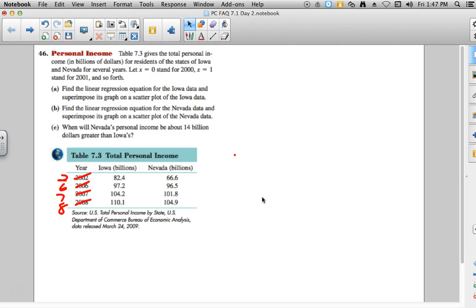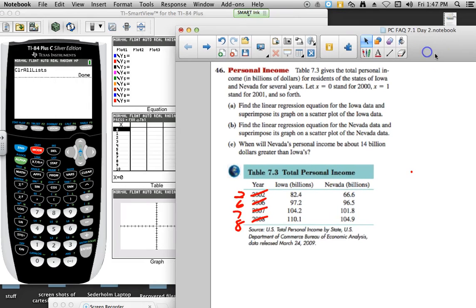A says find the linear regression equation for the Iowa data and superimpose its graph on a scatter plot of the Iowa data. B says we're going to find the linear regression equation for the Nevada data and superimpose its graph on a scatter plot of the Nevada data. And then for C, remember I had said we're going to change this up and say, when will Nevada's personal income be the same as Iowa's? So that's the change that we have.